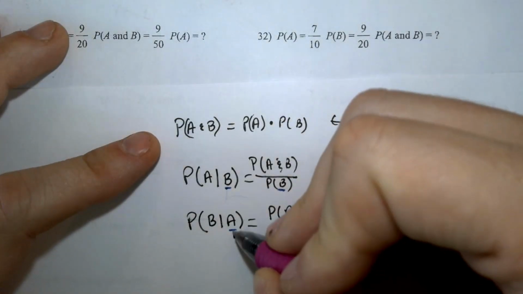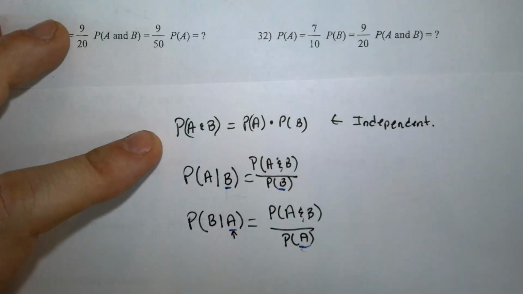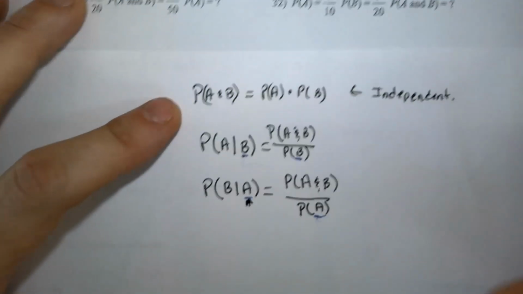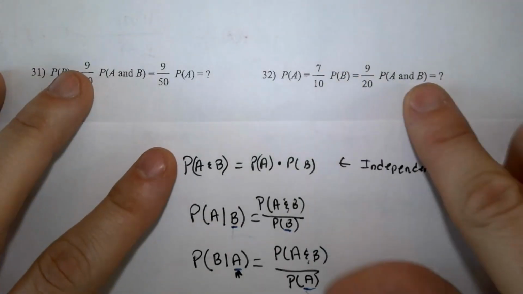This slash, this A right here means that A is on the bottom. Okay? Let me scribble that out. So let's do a few more. These are independent events.